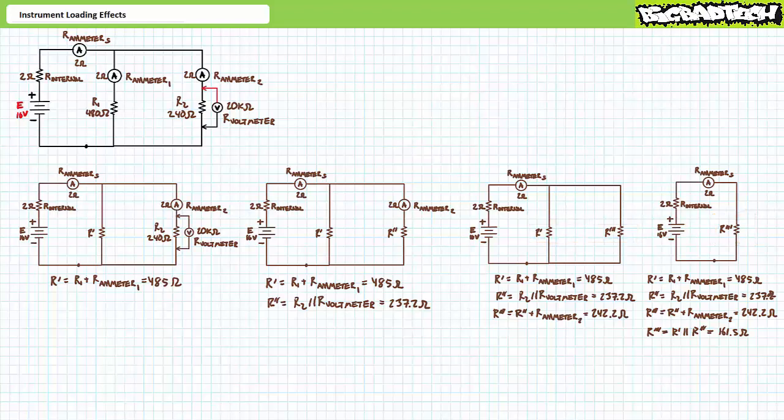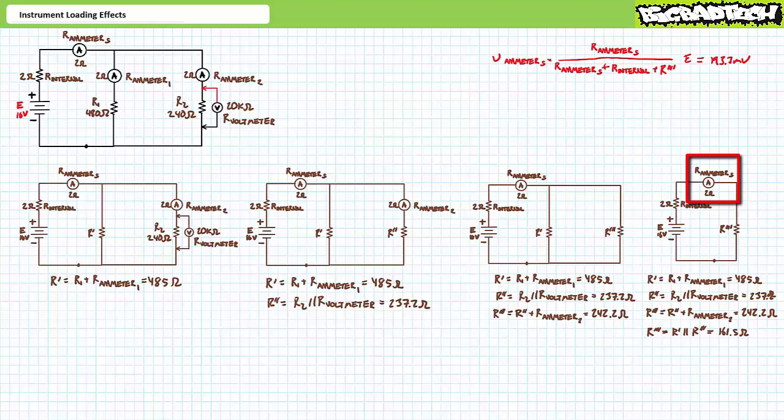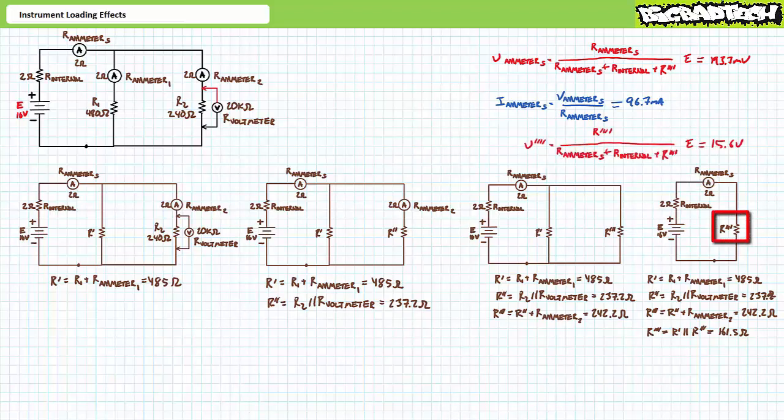R quadruple prime is perfectly in series with a non-ideal ammeter used to measure source current and the internal resistance. Using the pure series simplification, an application of the voltage divider rule demonstrates the voltage across the ammeter used to measure source current is 193.3 millivolts. An application of Ohm's law demonstrates the ammeter used to measure source current experiences 96.7 milliamperes. Ostensibly, this is the source current for the system. Another application of Ohm's law demonstrates that V quadruple prime is 15.6 volts.